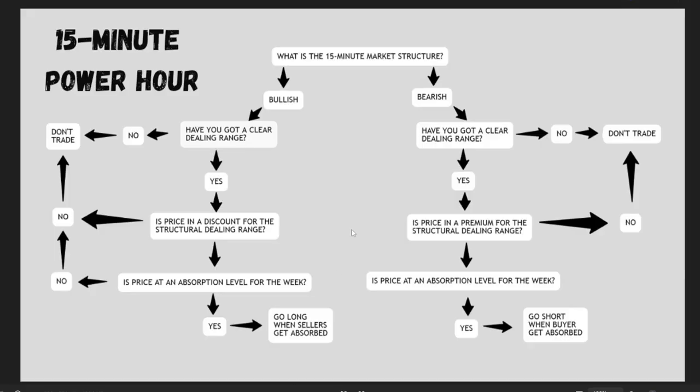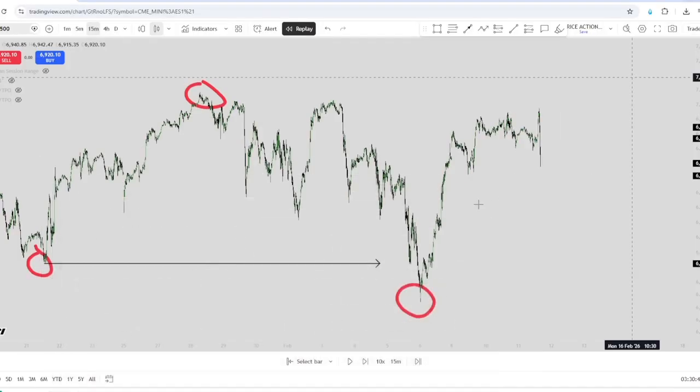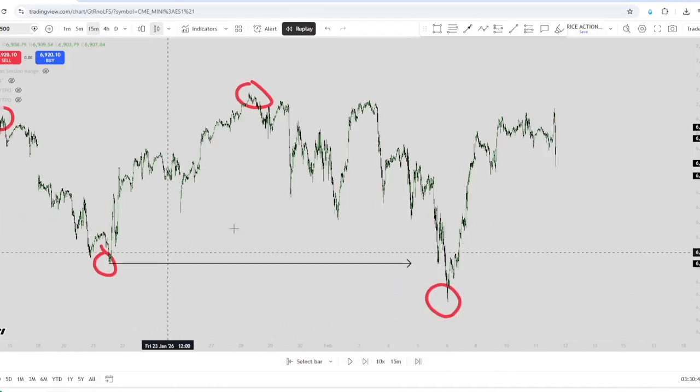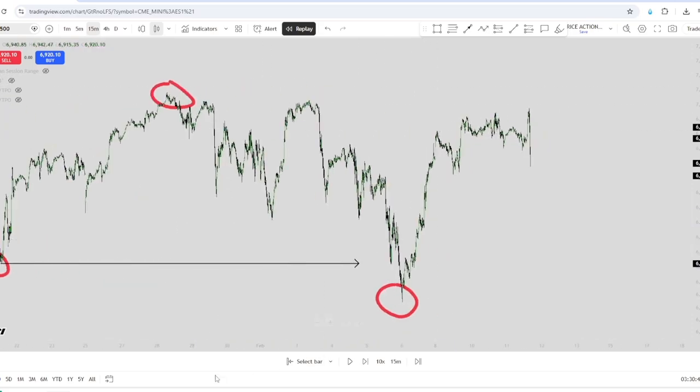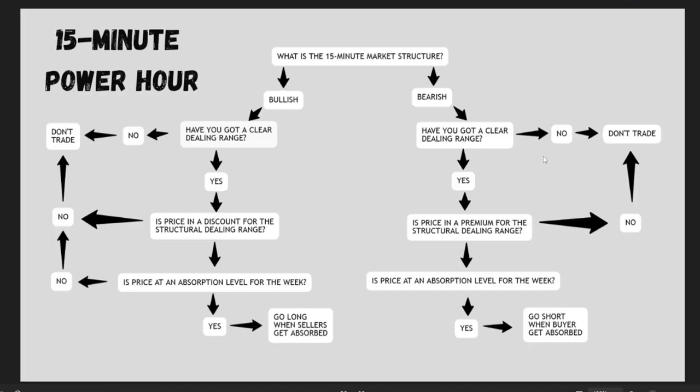When we go back to our friend over here, what is next? What is the 15-minute market structure? We are bearish, and the reason we're bearish is because we've had a break of the low. So this is our bearish market structure. That is kind of step one. Now, step two is, have you got a clear dealing range?